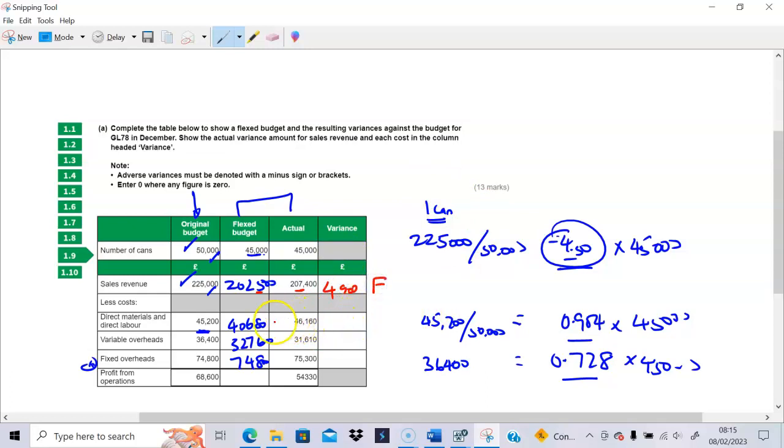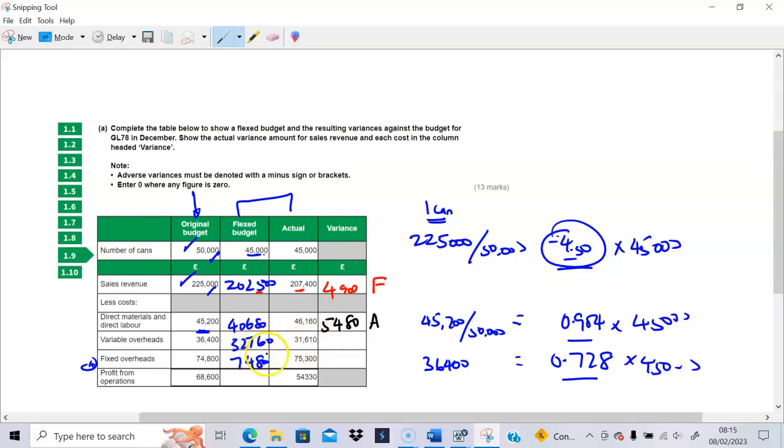Here we're expecting you to spend 40,680. You spent 46,160, so that's not favorable. 46,160 minus 40,680, I'll change my pen color for that, and that's 5,480 adverse. It's just the variances we're looking at.